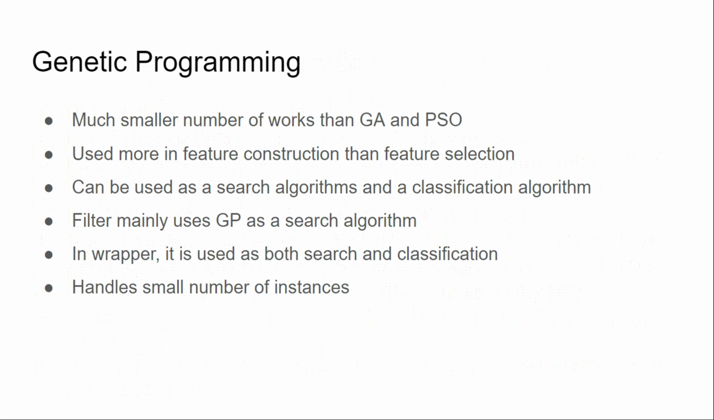Genetic programming is somewhat similar to GAs. GAs are search algorithms that mimic natural evolution, where the individuals are raw data. In GPs, on the other hand, the individual is a computer program. GPs are not as popular as GAs or PSOs, and they're generally used more often for feature construction than selection. They can be used as a search and a classification algorithm. And like GAs, they're suitable for a small number of instances.